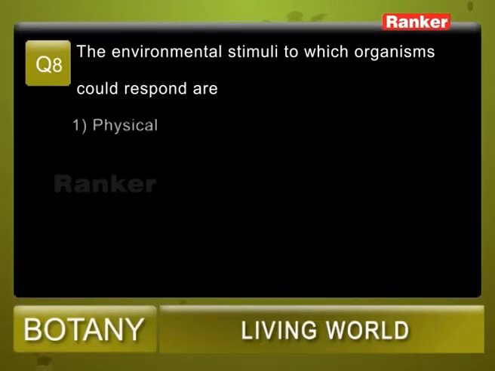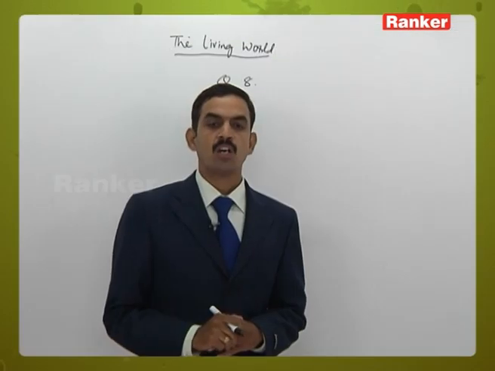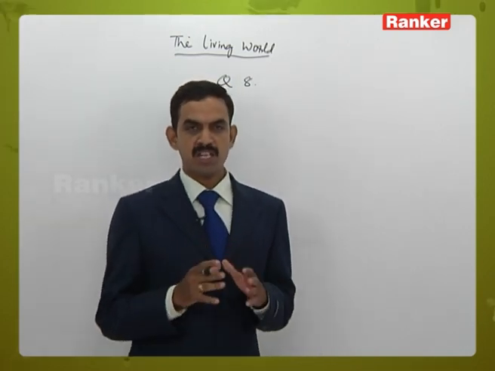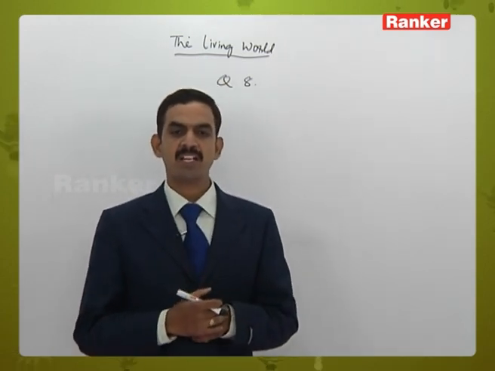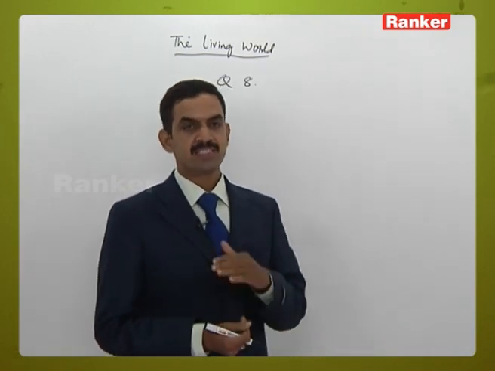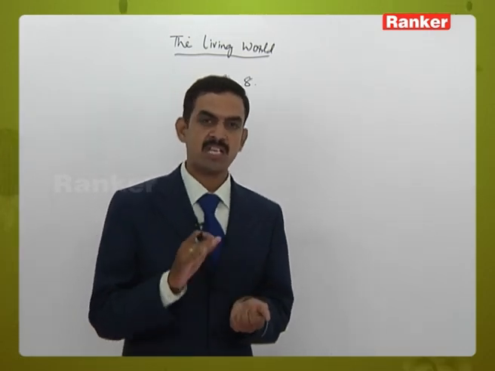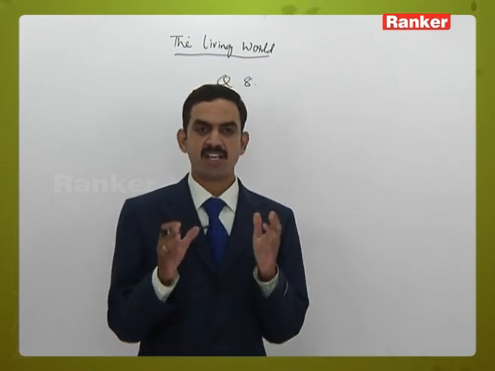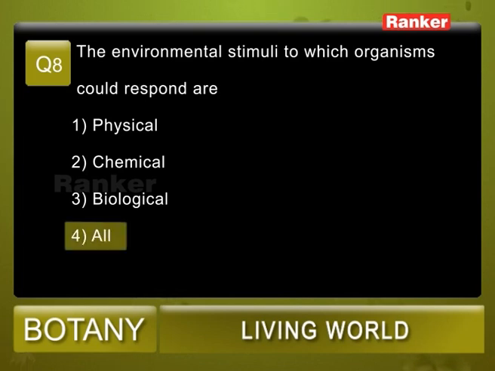Question number 8, the environmental stimuli to which organisms could respond are: options 1 physical, 2 chemical, 3 biological, 4 all. Okay, responding to a stimulus is one of the most important characters exhibited by living organisms. Environmental stimuli may be of 3 types: physical, chemical and also biological. An organism can respond to all 3 types of stimuli. So the correct answer for the 8th question is 4.